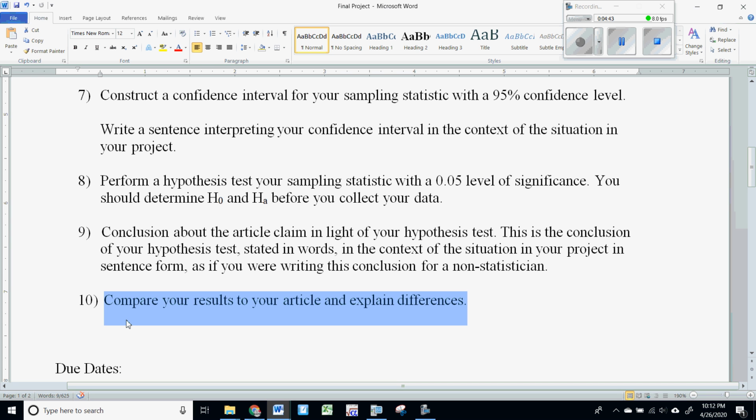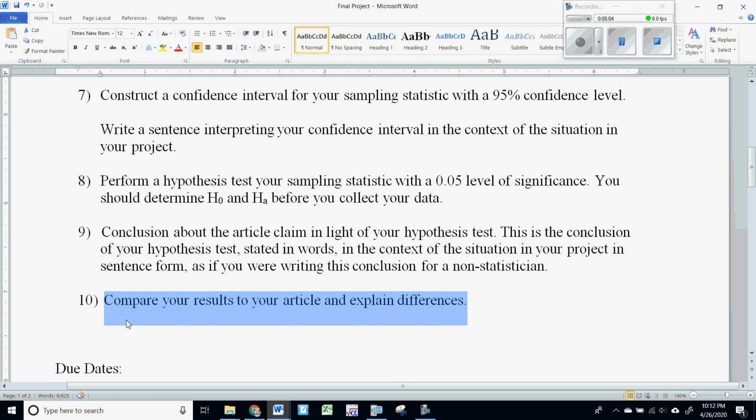What I want you to do is come up with 1 or 2 reasons why you have a difference from the article that you found. That could be a lot of different things based on whether your survey was just about adults, whether it was teenagers, whether it was something that was more urban, whether it was something that's more conservative. There are lots of different reasons to come up with why your results are different.